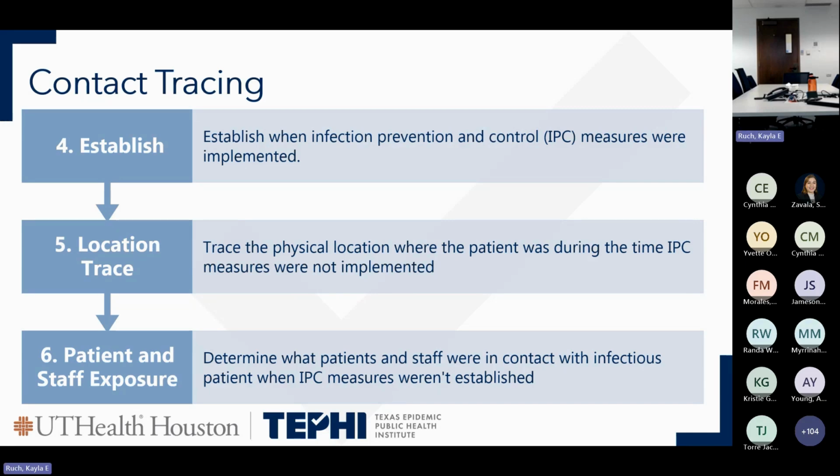And then after you have that information, you will go to step 5, which is tracing the physical location where the patient was during the time where IPC measures were not implemented. So you are going to physically track or trace, like a map, where the patient was, all the units, all the areas, all the people that they came into contact with when the infection prevention and control measures were not implemented or there was a breach in them.